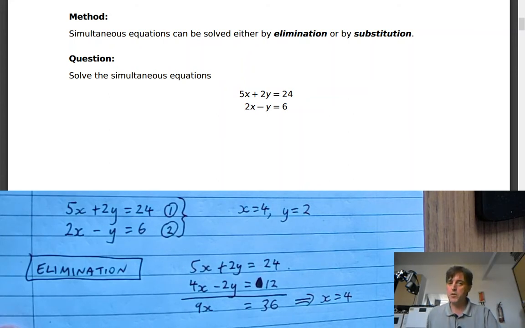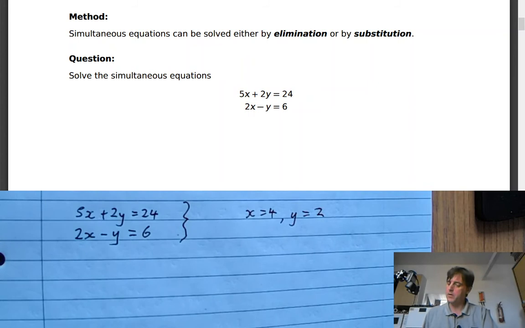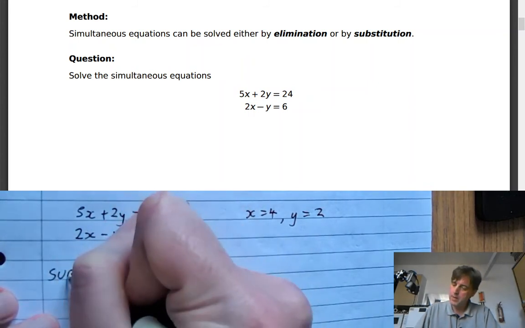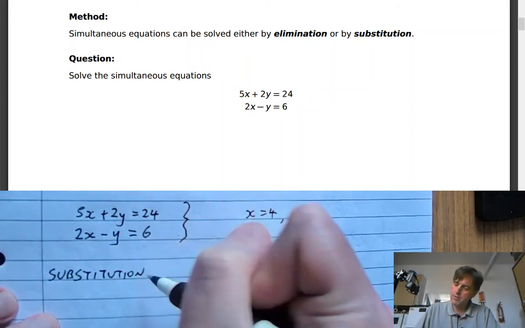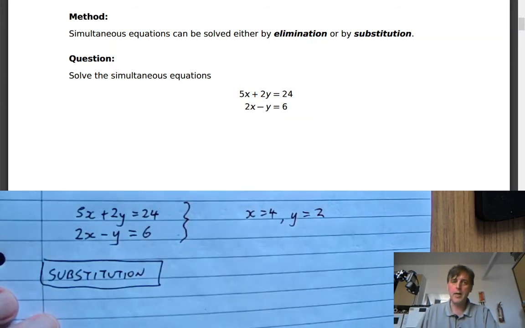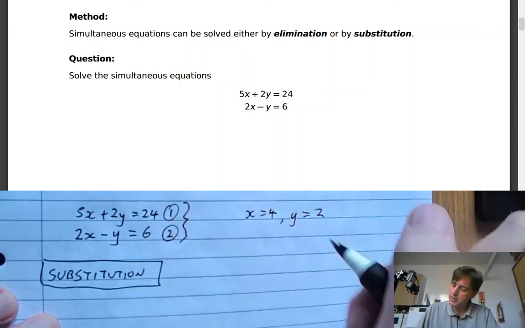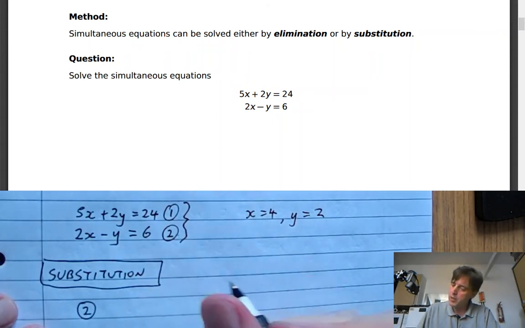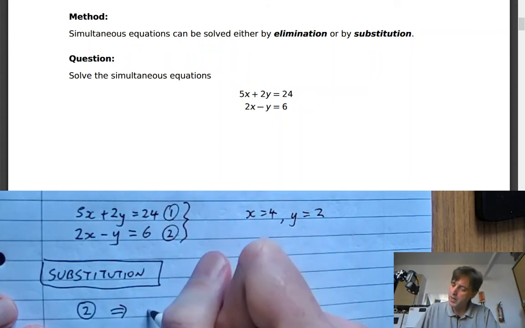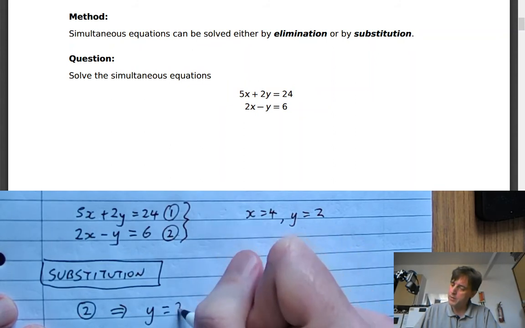Maybe you did it using substitution. So let's have a look and see if we can look at how it might be solved by substitution. So the idea of substitution when we're solving simultaneous equations is that you just rearrange one of the equations to make either x or y here the subject, and then substitute it into the other equation. So here maybe we could just kind of take this second equation. Again, let's just label them here. So I'm going to take my second equation here, rearrange it, and if I rearrange it and make y the subject, I'm going to say that y equals 2x minus 6 here.